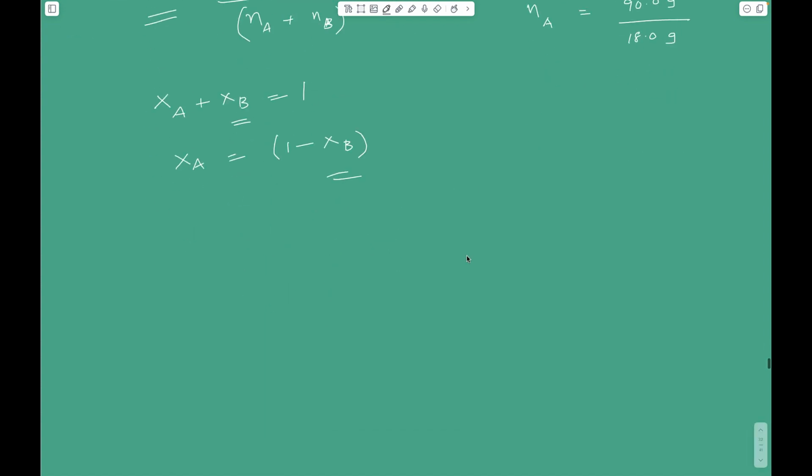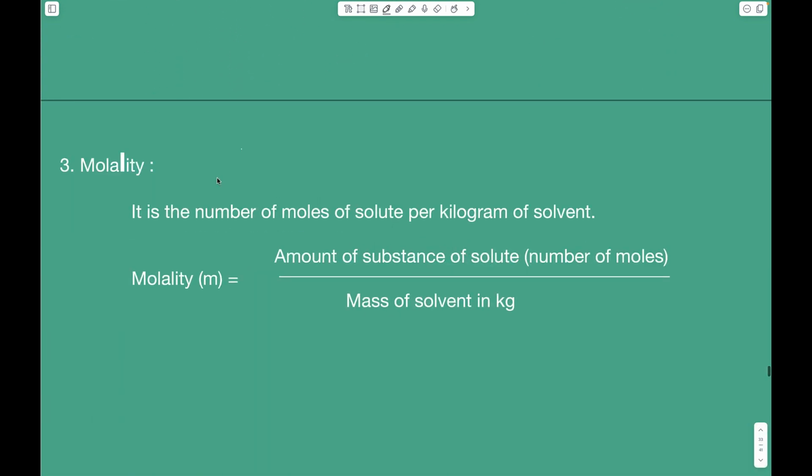Now let us move on to the next concentration term. It is called molality. Notice the L here. And by definition, it is the number of moles of solute, or the amount of substance of solute, per kilogram of solvent. Pay attention to this. Molality is expressed with respect to the mass of the solvent, not the mass of the solution.